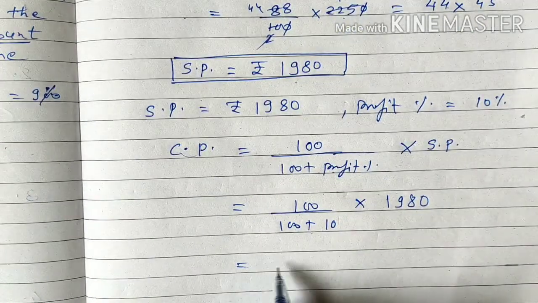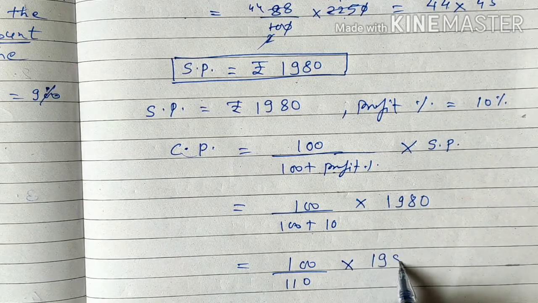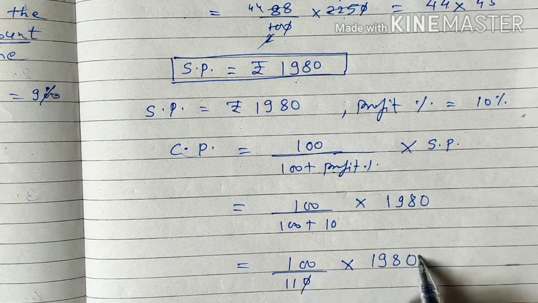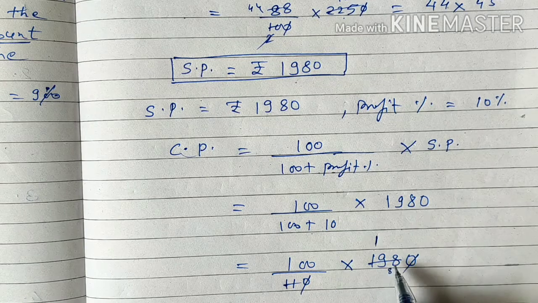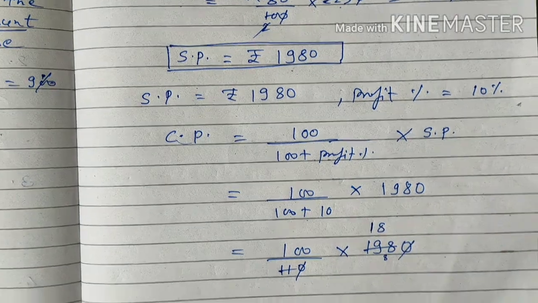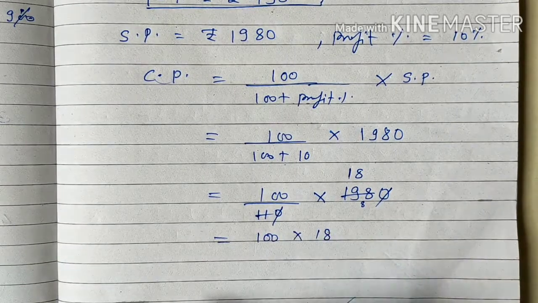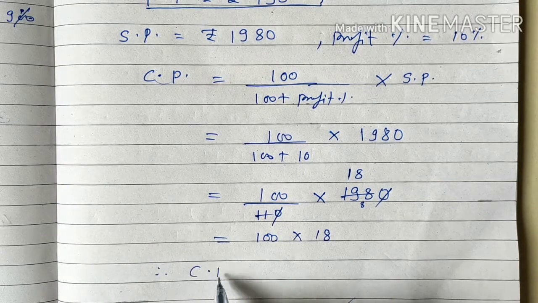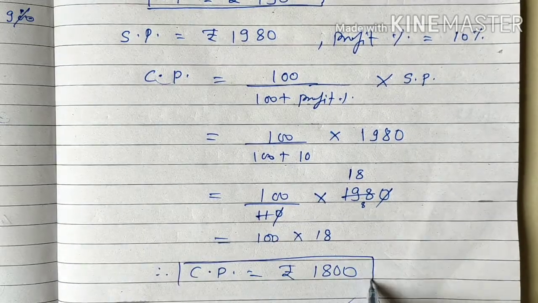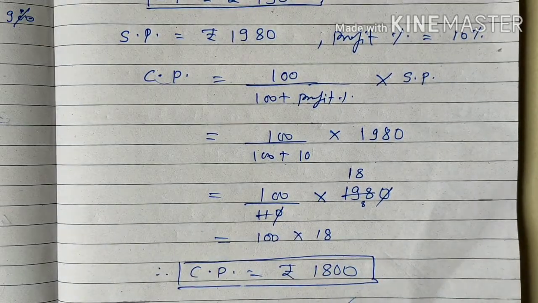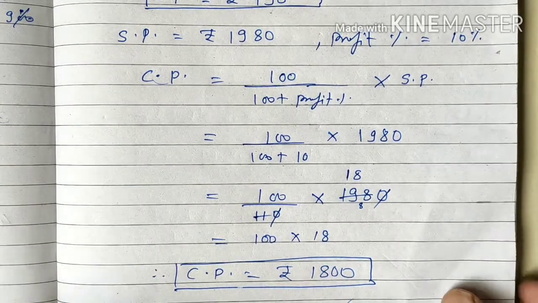Okay, so it becomes 100 upon 110 multiplied by 1980. The 0 will get cancelled. 11 ones are 11, 11 ones are 11, 11 eights are 88. So it becomes 100 multiplied by 18. Therefore the cost price is rupees 1800. Okay, 1800 is the cost price. Next.